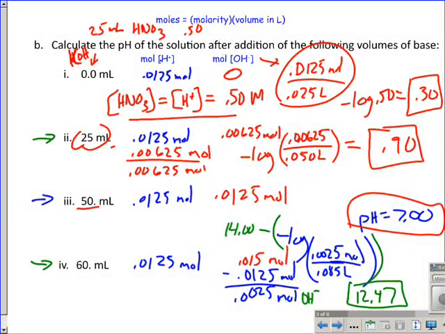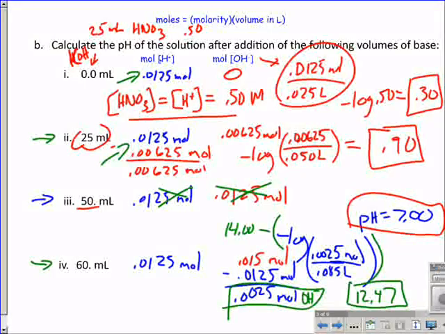So be careful what you've got. In this case, I had H+. In this case, I had H+. In this case, they had neutralized each other. And in this case, I have OH minus. So you always have to find out how much is left and what you have left. Don't forget that important step. So those are your pHs.